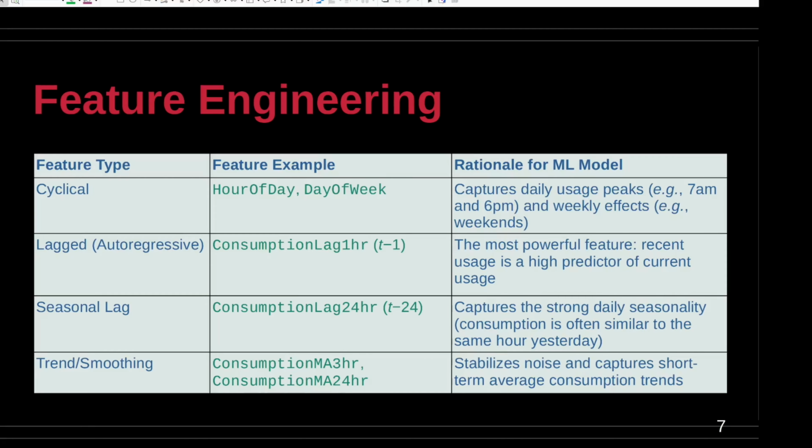Trend and noise reduction. Moving averages, MA 3 hour and MA 24 hour, smooth out random noise and help the model detect slow underlying shifts in baseline consumption.